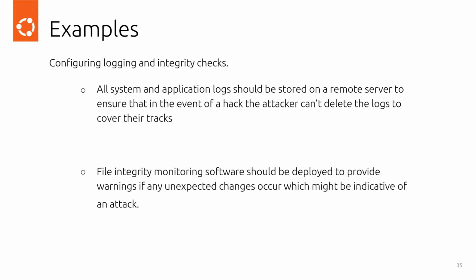Logging and integrity checks. All system and application logs should be stored on a remote server, and this way, if there is an attack, the attacker will not be able to delete the logs and cover their tracks. And file integrity monitoring software should be deployed to provide warnings if any unexpected changes occur, which might be indicative of an attack. So these four measures are the types of hardening measures that you can audit for or apply as part of the USG tool.